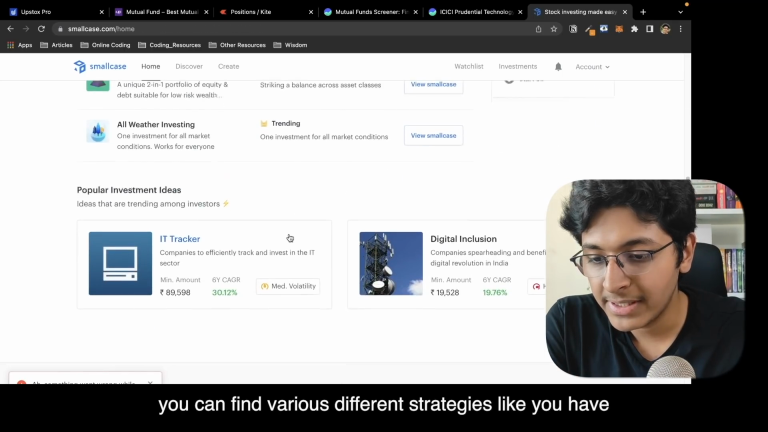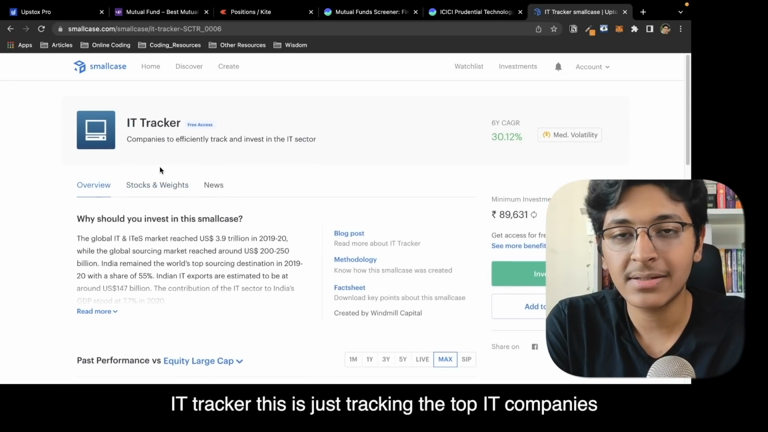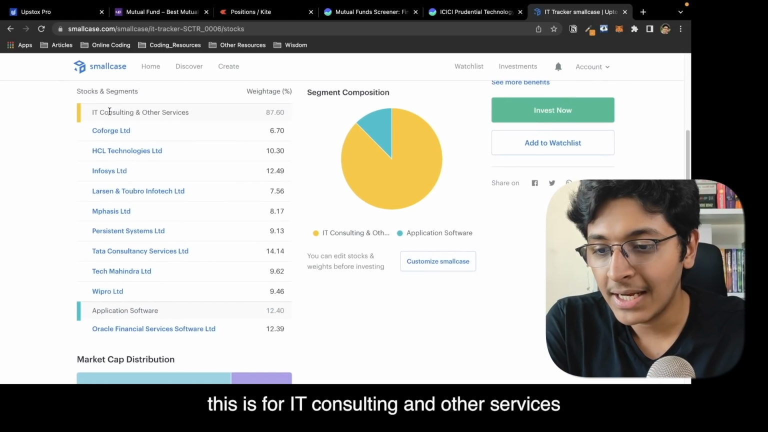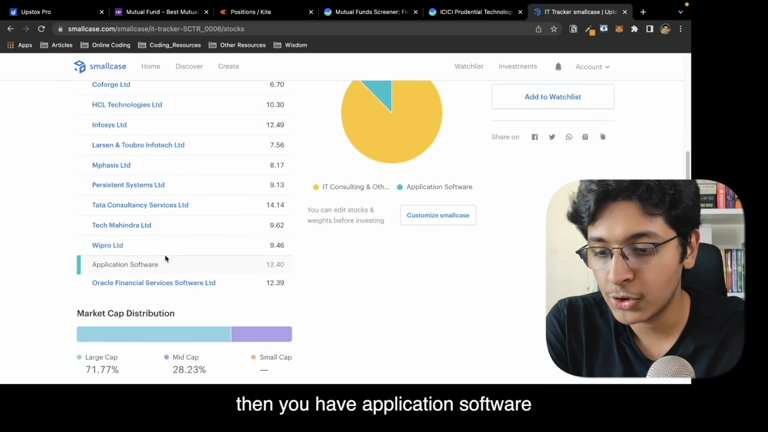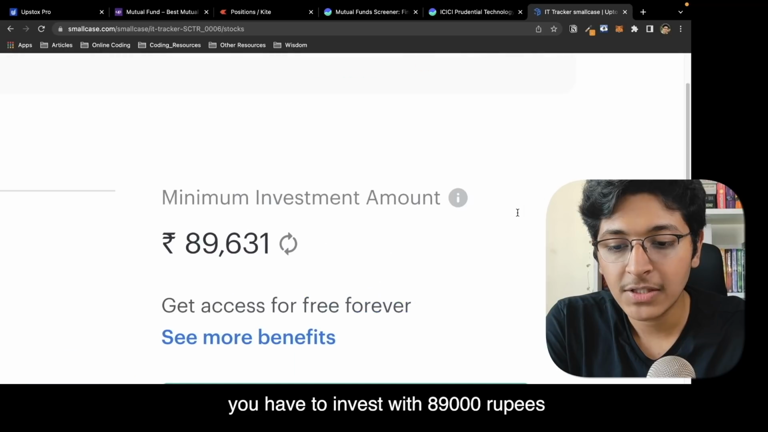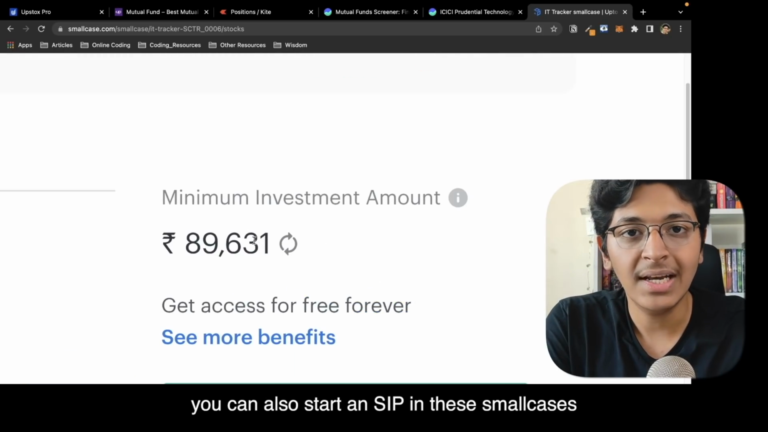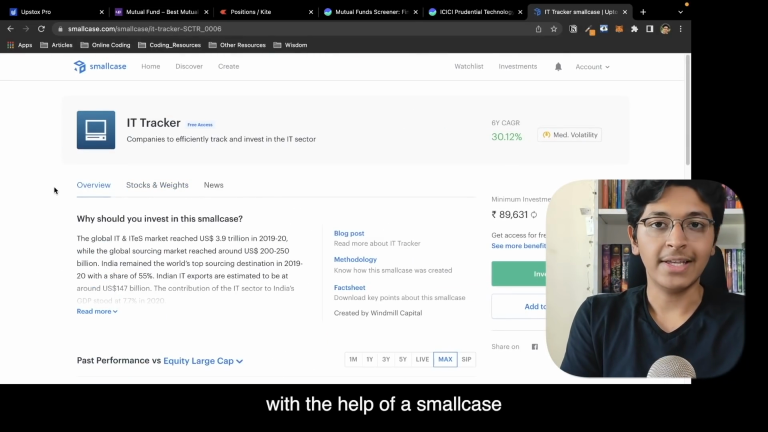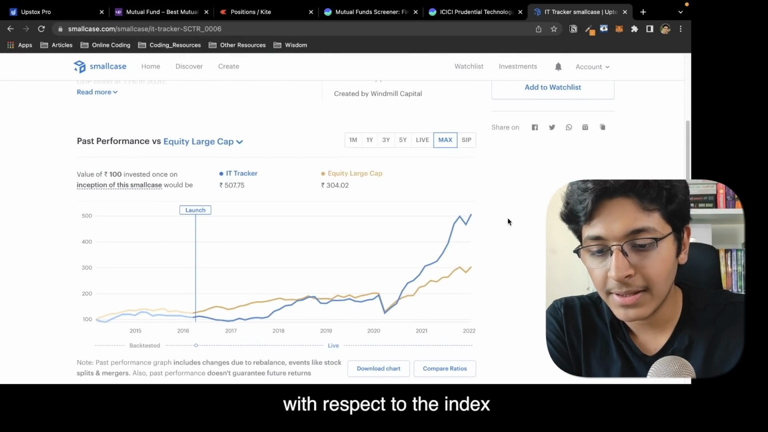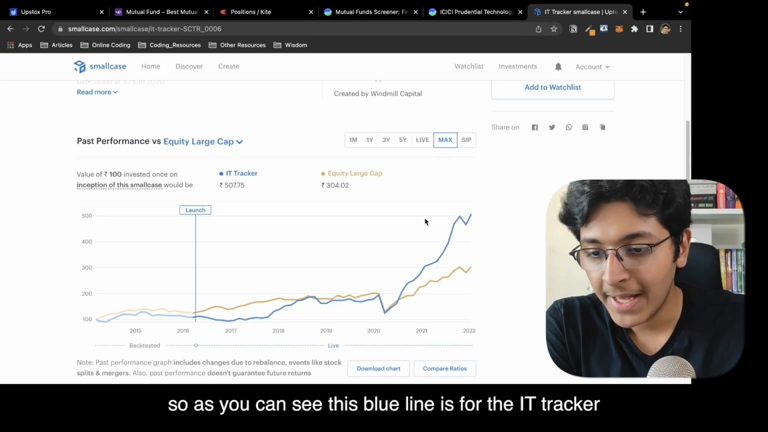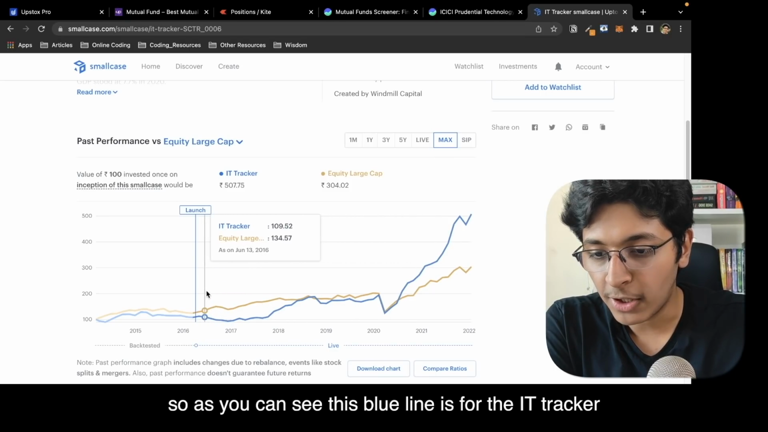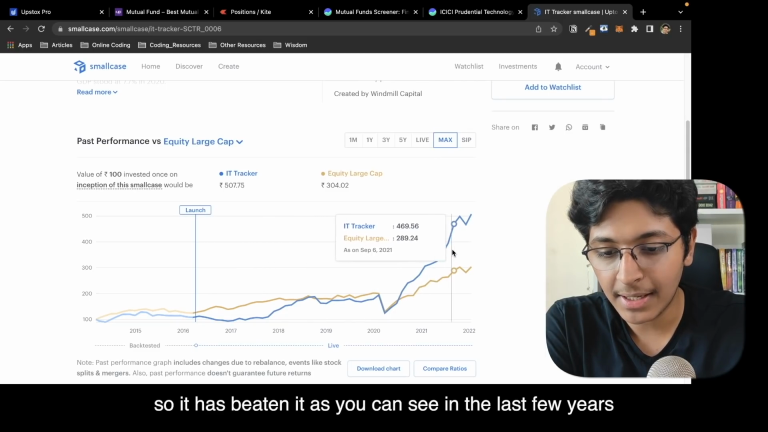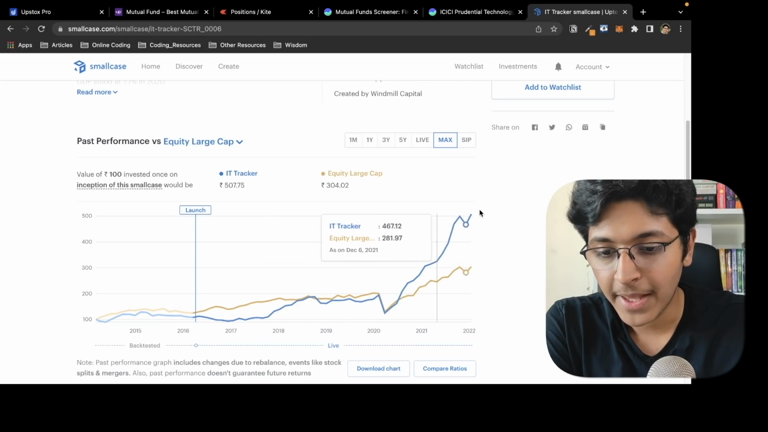You can find various different strategies, like you have IT tracker, right? This is just tracking the top IT companies. You can see the stocks and weights that they have. This is for IT consulting and other services. Then you have application software. You can see that at least you have to invest 89,000 rupees. You can also start an SIP in these smallcases. So that's what you can do over here with the help of a smallcase. You can also compare how it performs with respect to the index. So as you can see, this blue line is for the IT tracker and the yellow one is for the index itself. So it has beaten it, as you can see, in the last few years. So that's how that works.